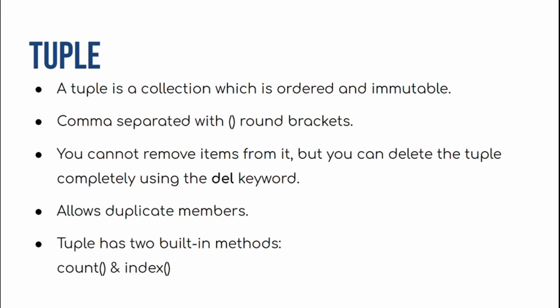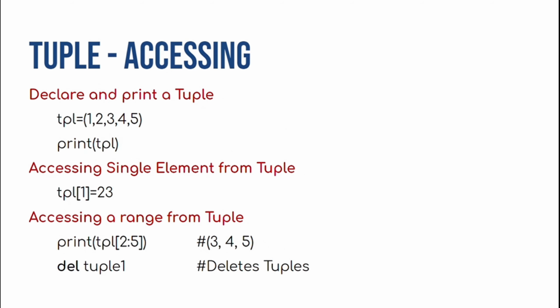Tuple has two built-in methods, count and index. I will demonstrate both later in the lab. Moving on to the accessing methods of a tuple. To declare a tuple, use a variable, say TPL, here with values 1, 2, 3, 4, 5 enclosed in a round bracket, which is the identity of a tuple. And next we print it out using the print method.